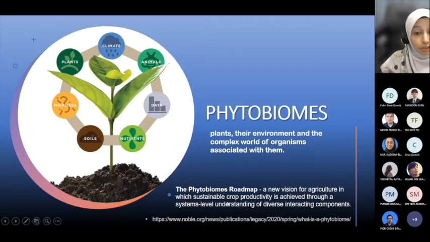Okay, so the phytobiome roadmap is a new vision for agriculture, in which sustainable crop productivity is achieved through a system-level understanding of diverse interacting components. So it is a huge term, right? Looking at all the components inside phytobiomes. This concept was actually created around 2013 during a meeting hosted by the American Phytopathological Society. The scientists discussed the global food crisis and the increase in human population.